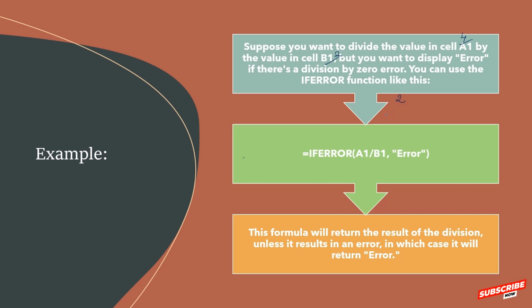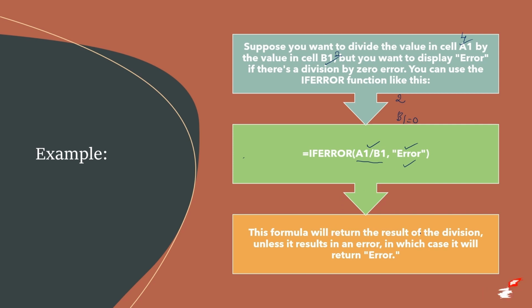But when we write the IFERROR function, suppose B1 is equal to 0, then what will happen? When an error is generated by this operation, the message that should be displayed is error. If there is no error, the actual output will be displayed. Only in case of a particular error by the system when it is doing its operation, then only this message will be visible. This is the use of the IFERROR function.